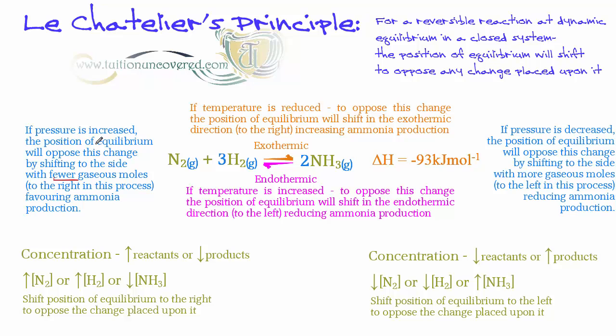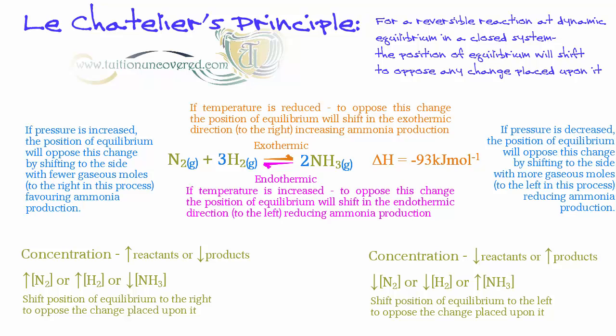Higher pressures we impose on the system, on the reaction, the position of equilibrium shifts to oppose that change by going to the side with fewer gaseous moles. In this case, it's to the right, favoring ammonia production. The pressure is decreased. The position of equilibrium wants to increase the pressure. To do that, it's going to oppose the change, the decrease in pressure. It's going to oppose the change by shifting to the side with more gaseous moles to the left, reducing the amount of ammonia produced. I hope that was clear.